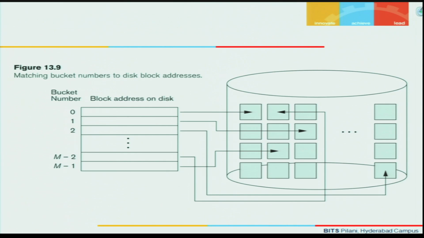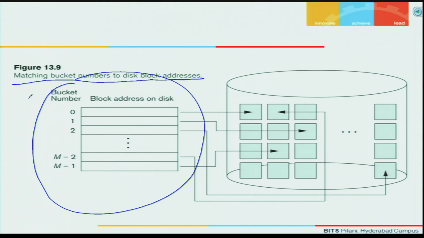This diagram describes how it works. Matching bucket number to disk block address is facilitated by this table. These are the bucket numbers, and immediately you will find a block address on the disk. You see here, the 0th bucket is this physical block. The first bucket, the next bucket number, is mapped onto some other block which is located at some other place. There need not be contiguous locations. This is how the mapping happens.